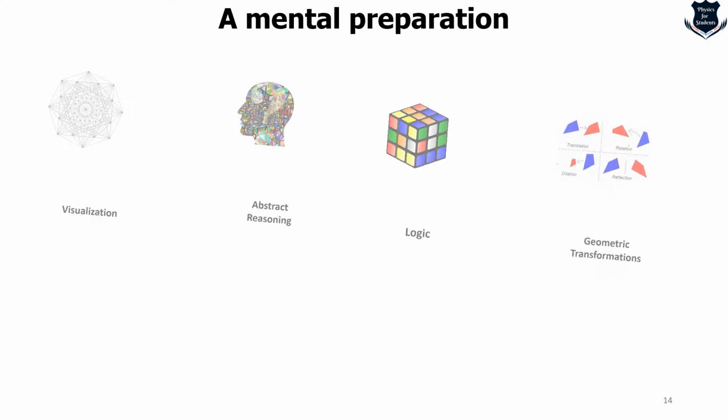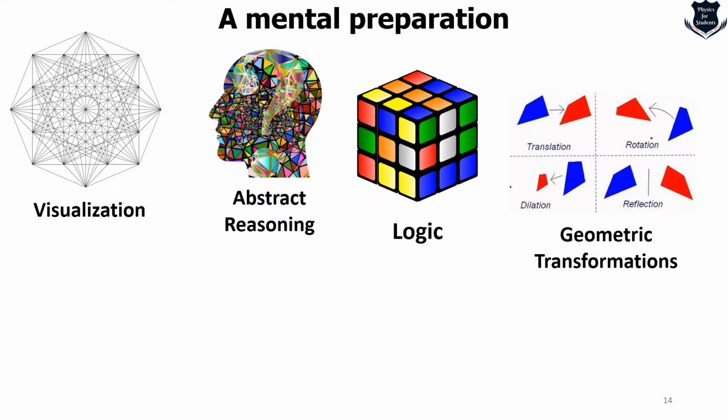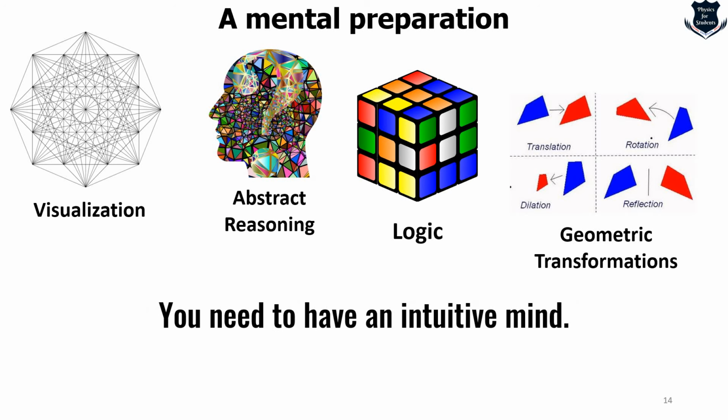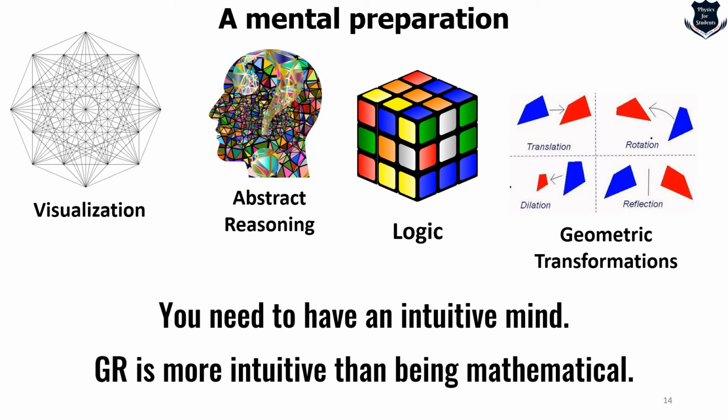So from here, we can see that 4 important things emerge. First is an abstract power of visualization. There has to be a lot of logic, and there will be geometric transformation, because it is all from the general Euclidean space to what is called the non-Euclidean space. So you need to have an intuitive mind, or you should be thinking from now on intuitively, because general relativity is more intuitive rather than being mathematical.